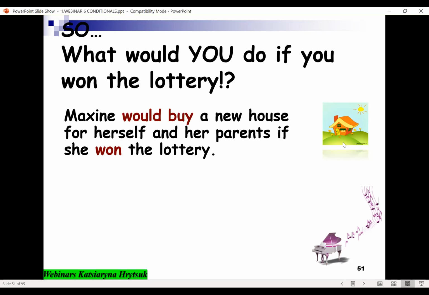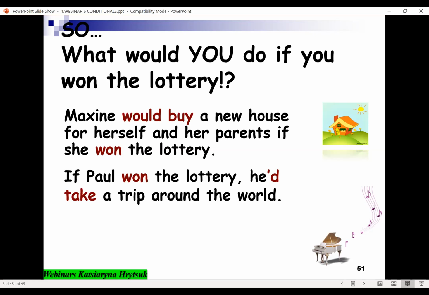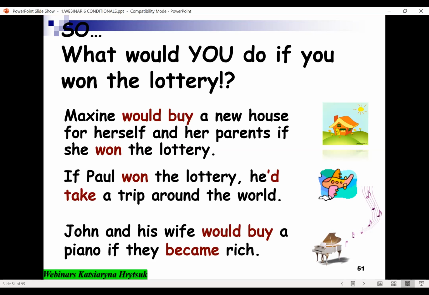So Maxime would buy a new house for herself and her parents if she won the lottery. Okay, some examples here. Another example. Olivia, can you read another example? If Paul won the lottery, he'd take a trip around the world. Yes, you can go travel around the world, take a trip around the world. Okay, so it's up to you. Another example, please, Emily. John and his wife would buy a piano if they became rich.